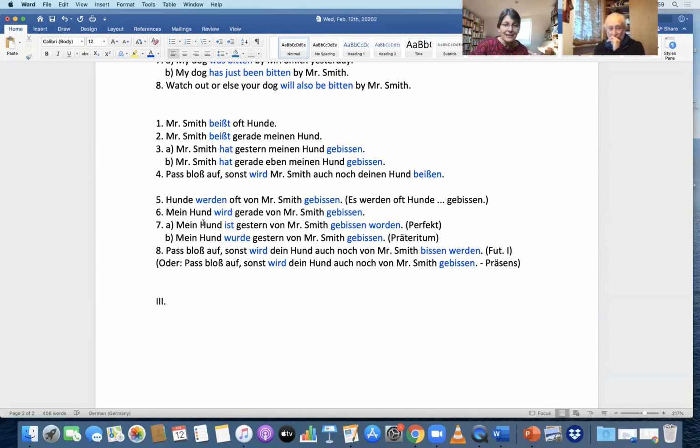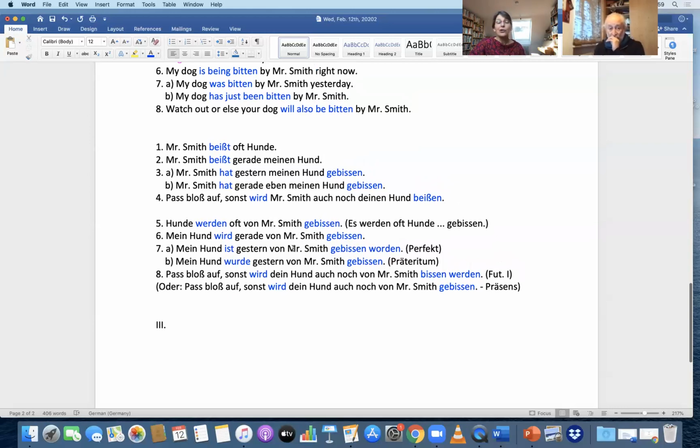Mein Hund ist gestern von Mr. Smith gebissen worden. Present perfect ist worden, present perfect of the auxiliary without the GE prefix, and then the past participle of the main verb. And notice the difference between German and English here. In German, we stick everything in between the auxiliary and the past participles. And English doesn't do that. And that is so difficult for both sets of learners.